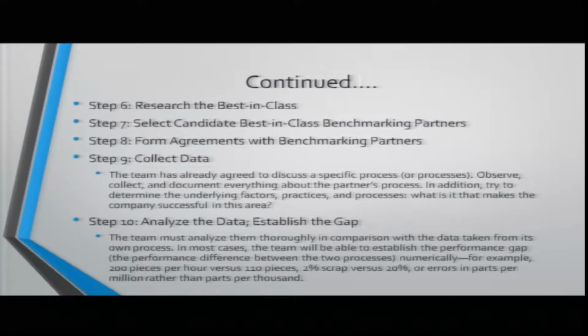You should analyze the data and establish the gap. The team must analyze them thoroughly in comparison with the data taken from their own process. In most cases, the team will be able to establish the performance gap, the performance difference between the two processes, and numerically quantify that. For example, 200 pieces per hour versus 110 pieces, or 2% scrap versus 20% scrap. They should be considered in a scientific manner such that you can analyze the data and come up with solutions as needed.